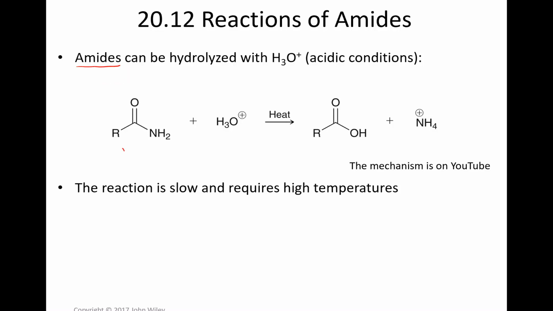Amides can be hydrolyzed to carboxylic acids under acidic and basic conditions. This video will be about looking at the mechanism under acidic conditions. The reaction is very slow and requires quite a bit of heating to work, and that's because the amide is the most stable of the carboxylic acid derivatives, so the activation energy is quite high to get it to react.